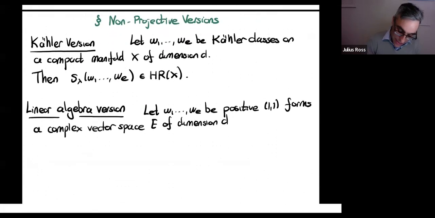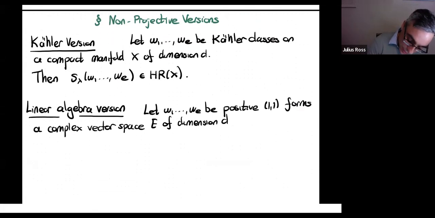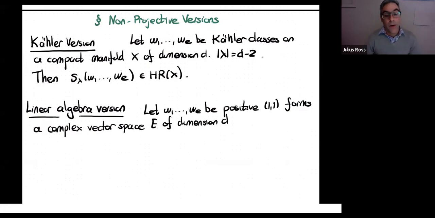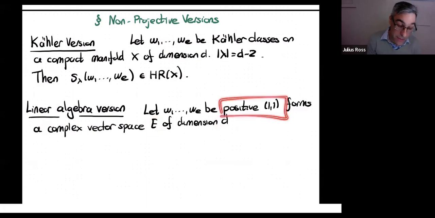Kähler version, there's also a linear algebra version. All right, so you may or may not be used to thinking of positive forms in a vector space, but suppose that instead of a vector bundle, you just have a single complex vector space of dimension D. So there's a notion of what it means to have (p,p) forms on a vector space, and you can even have a positive (p,p) form in a vector space.